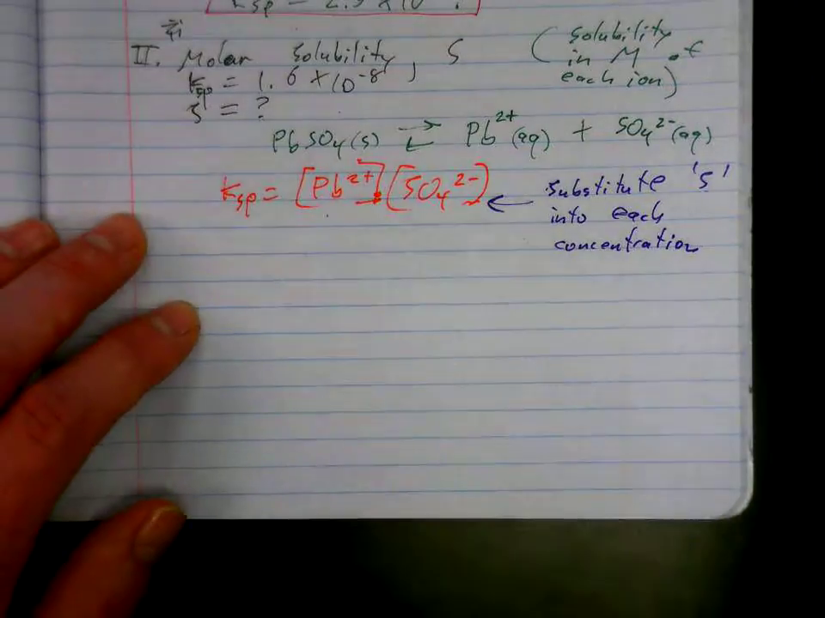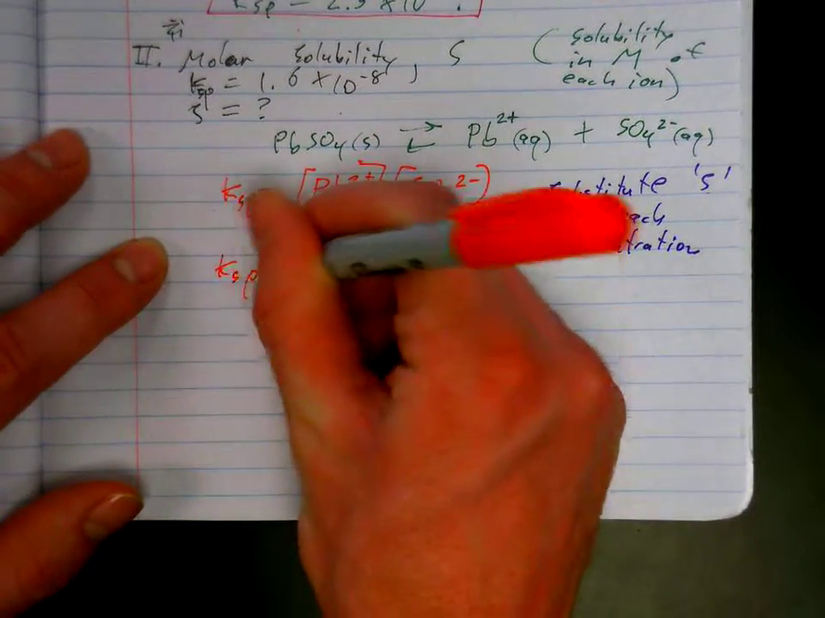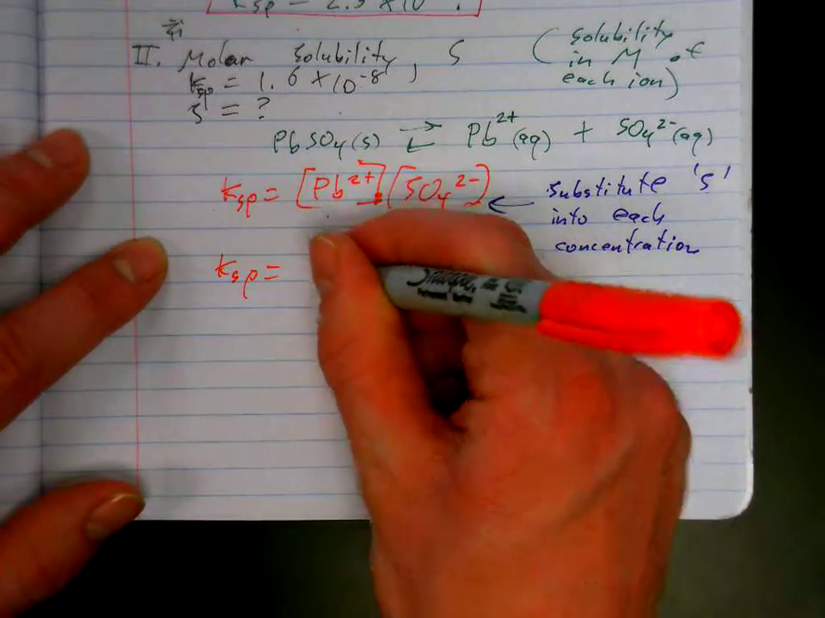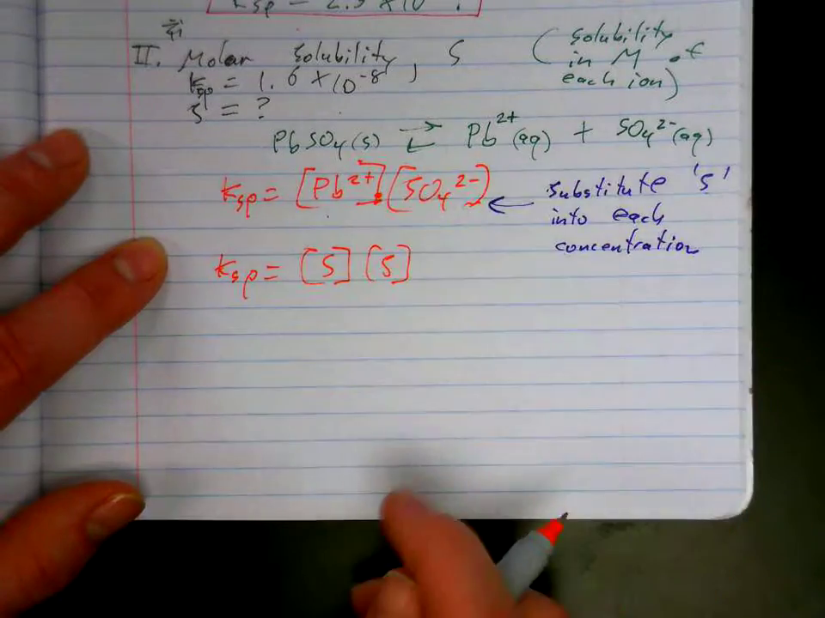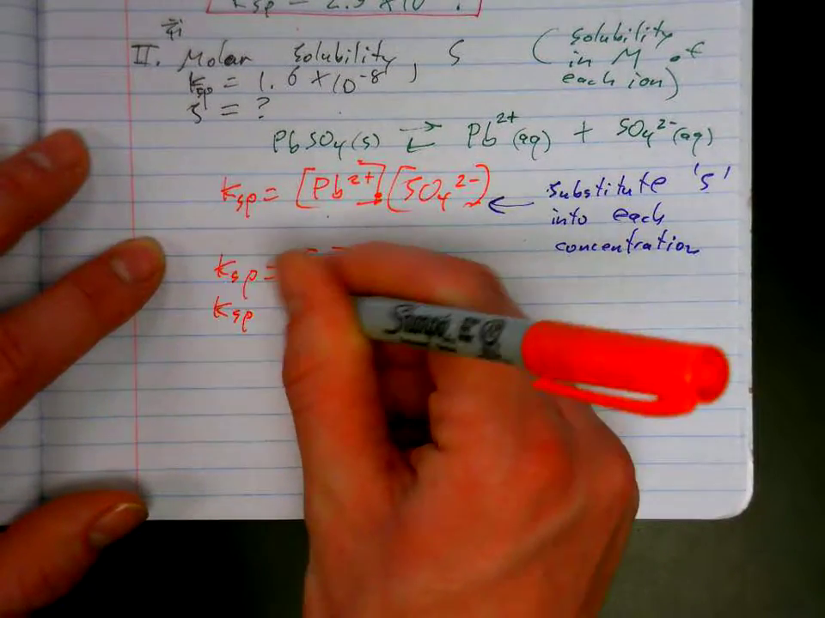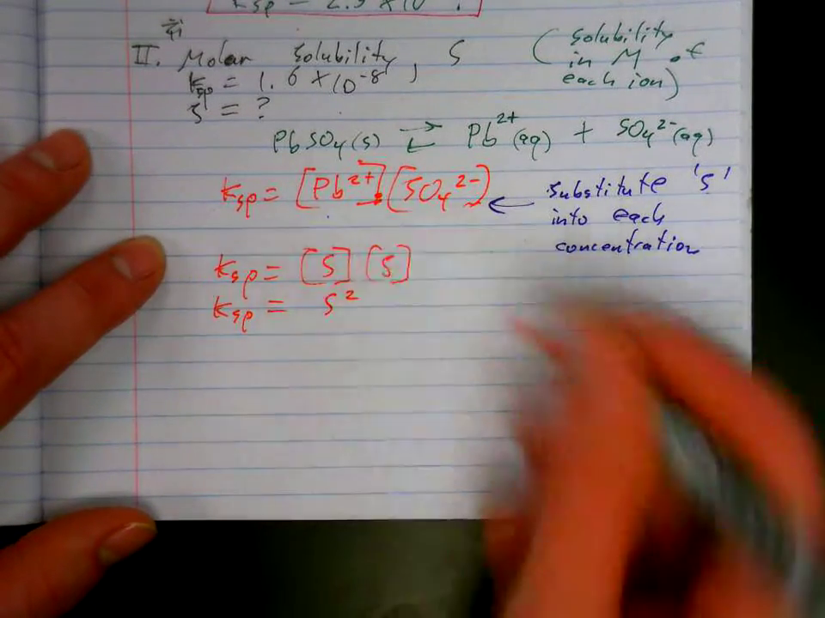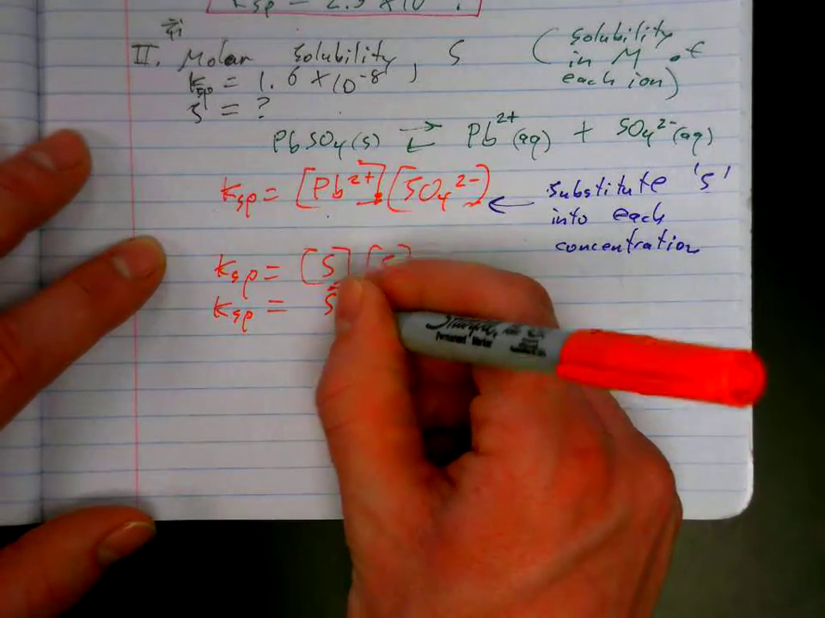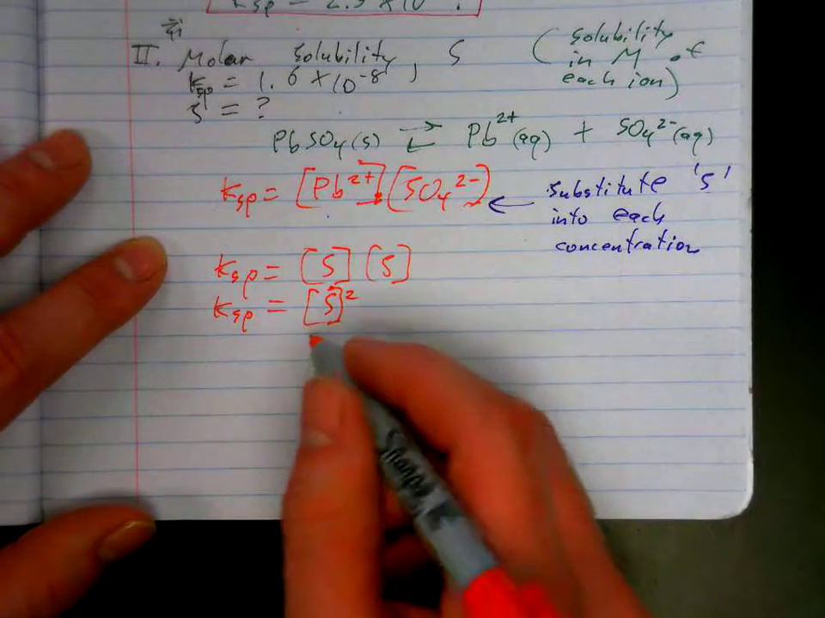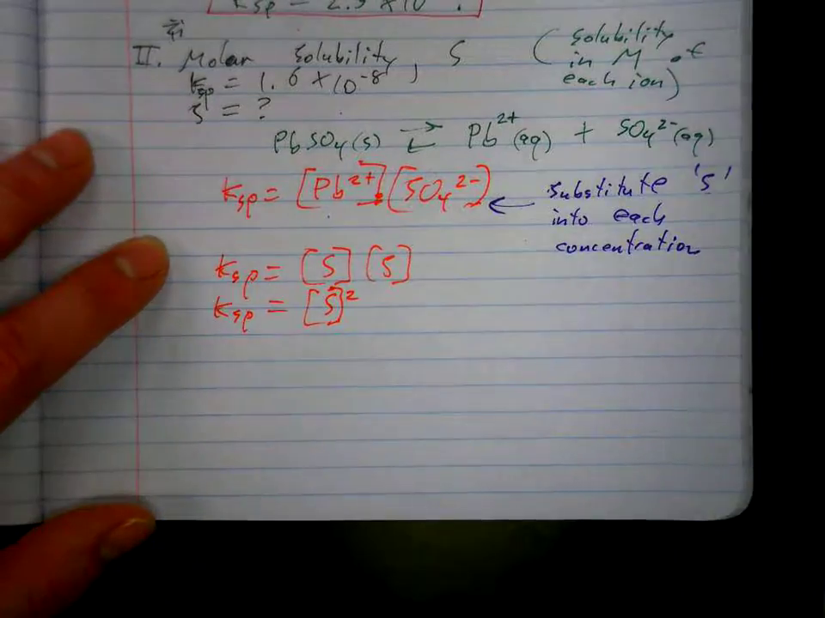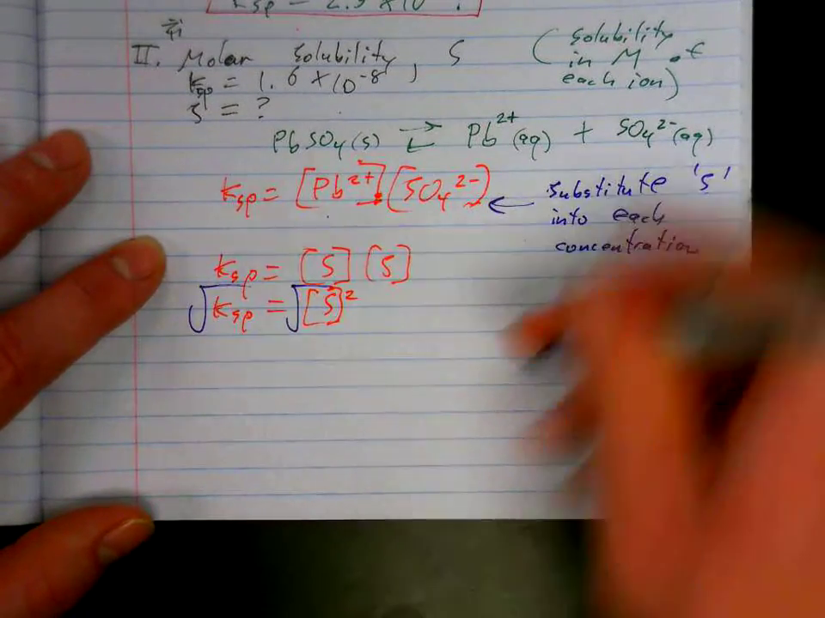So S times S. So KSP then is S squared. And so now we just need to do that. And we can take the square root of both sides. So that's going to give us S, flipping this to the left, is the square root of KSP.